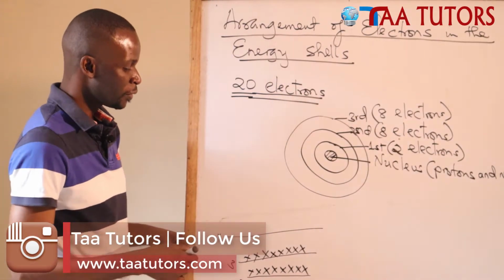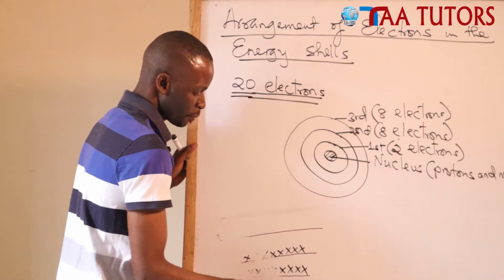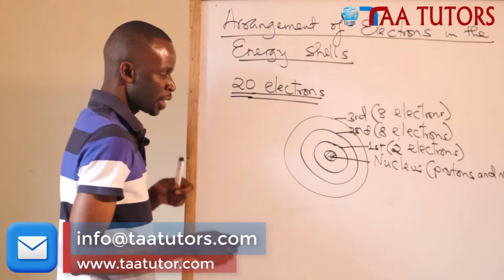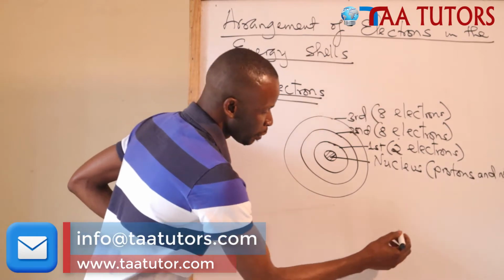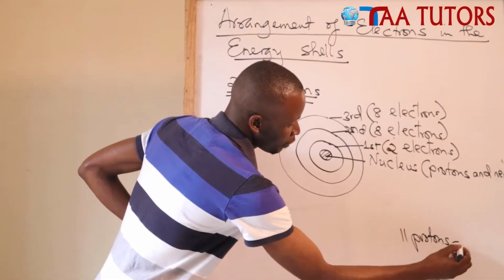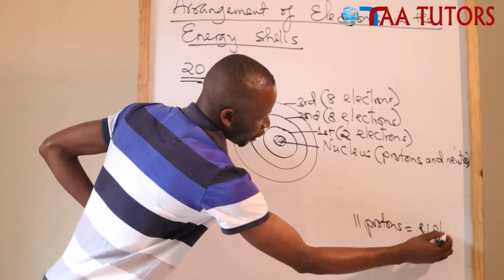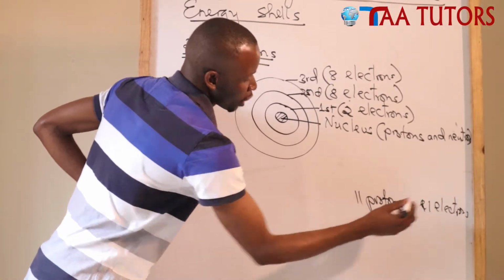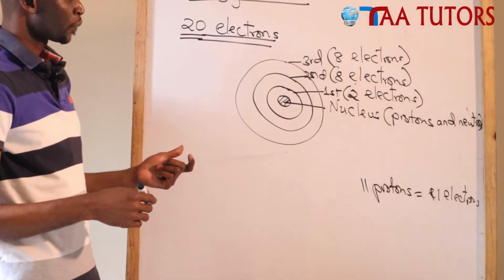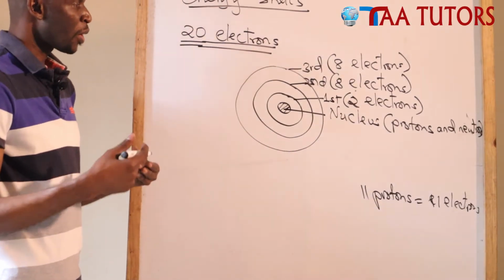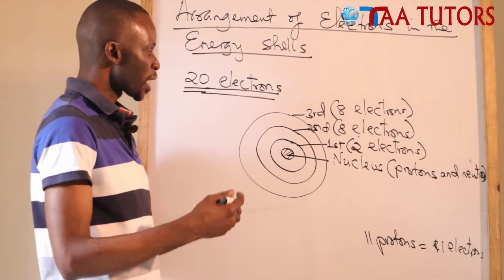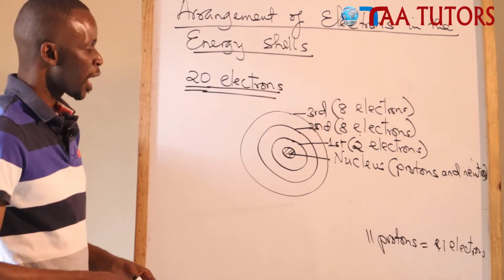For example, if we have a sodium atom, sodium we know is number 11 in the periodic table, meaning it has 11 protons. And 11 protons means that it must also have 11 electrons, because the number of protons and electrons are equal. So if we have 11 electrons to distribute, we have to start filling our energy shells from the lowest. We fill the lowest, we go to the second lowest, like that until we reach the last energy shell that can be filled.